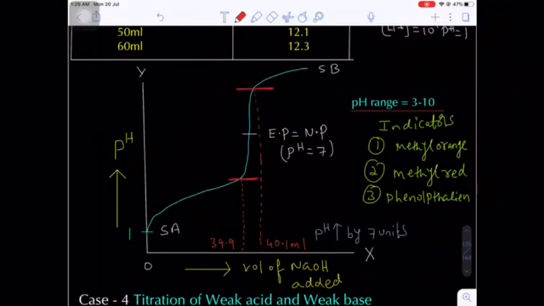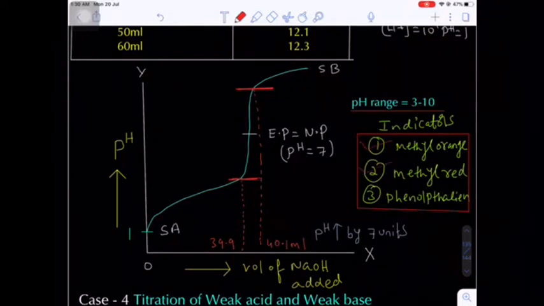Now here, the pH range of the titration will be 3 to 10. From 3 to 10 there is a sharp increase of the pH value, nearly 10 units. So in this region, there are three important indicators which effectively function. They are called methyl orange, methyl red, and phenolphthalein. So we have to remember the names of the indicators. This is a very important question.